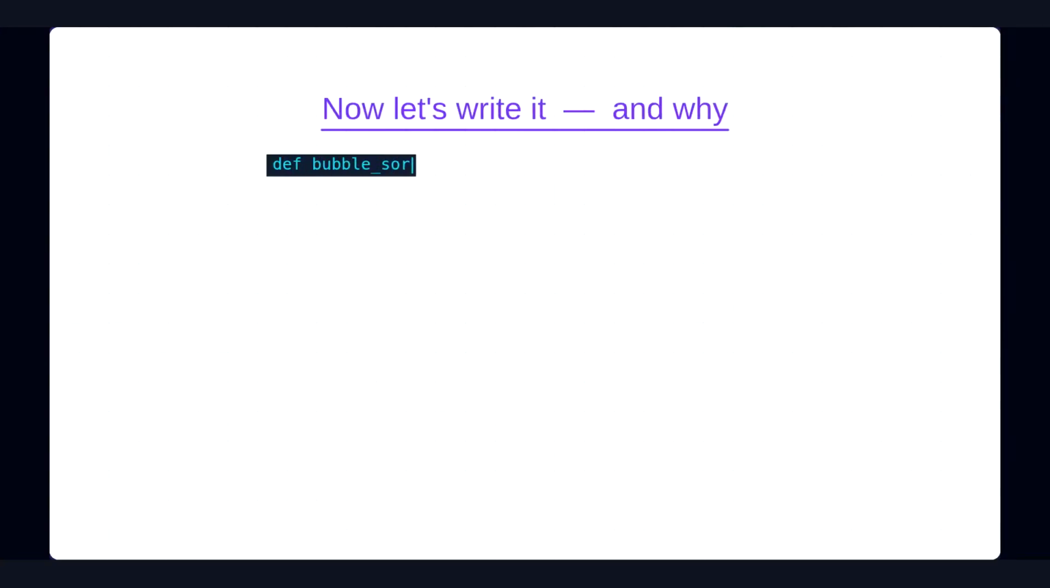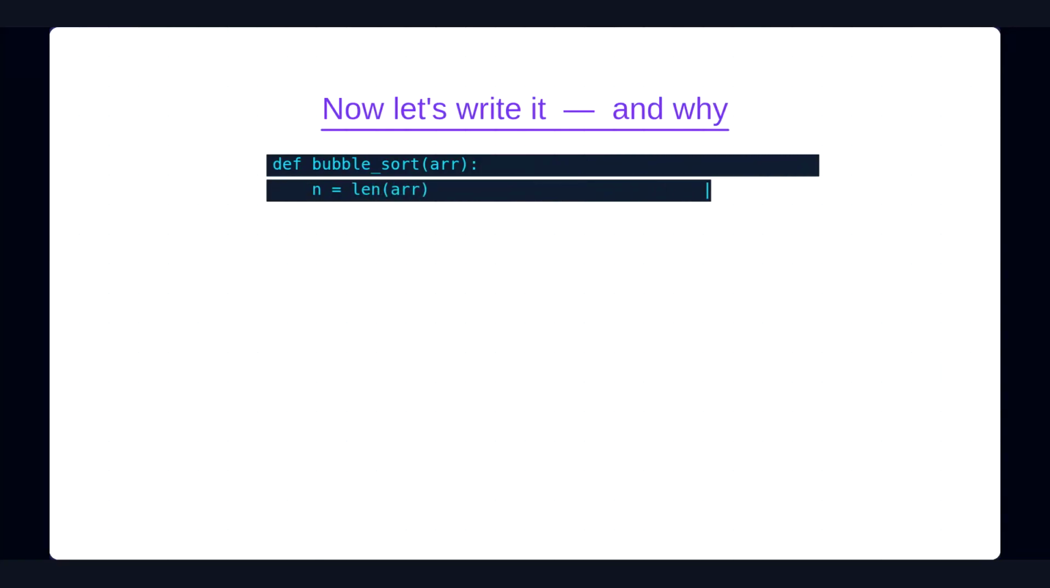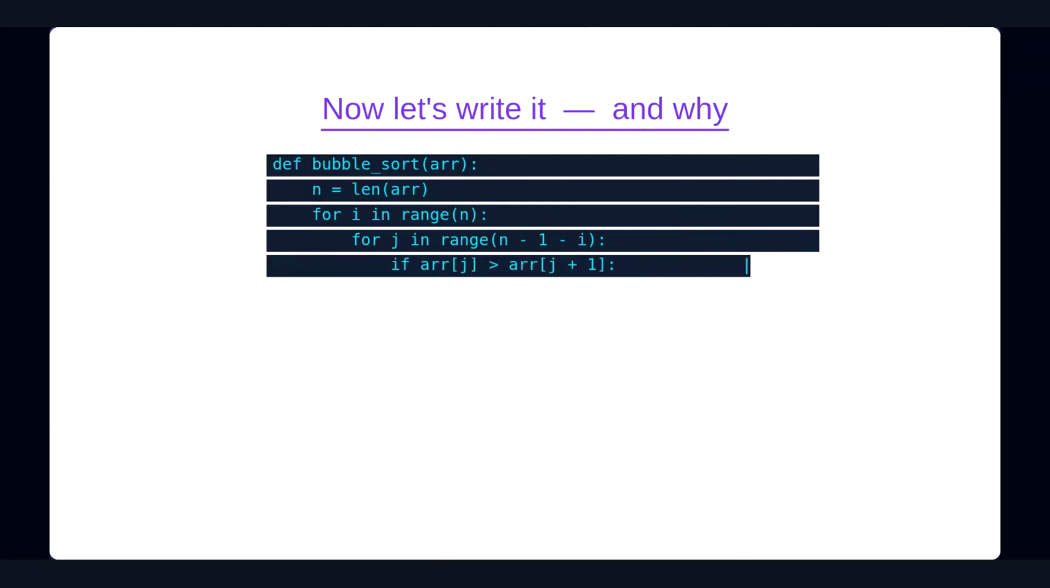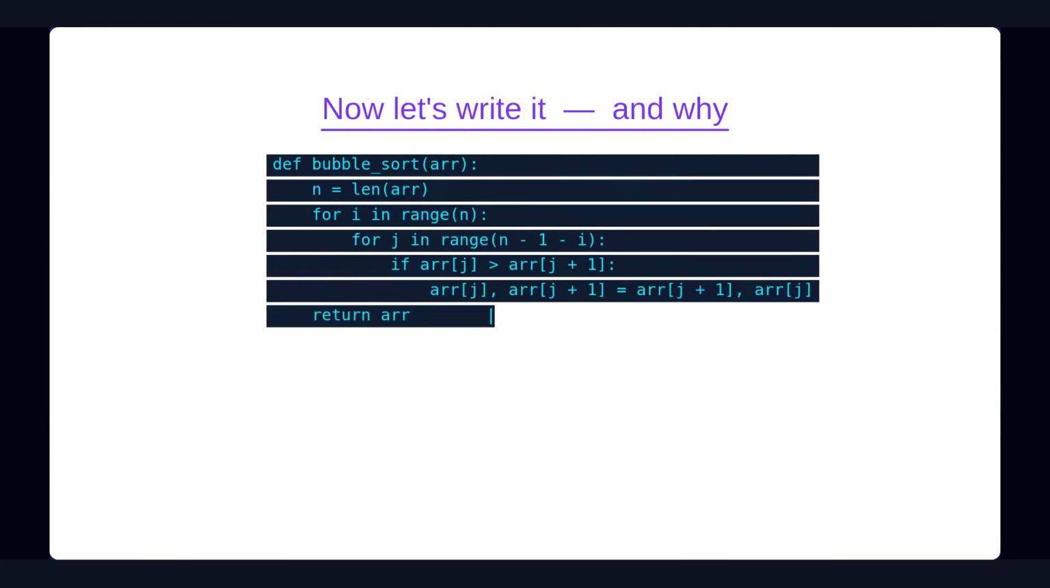We take the length of the list. The outer loop counts the passes. The inner loop walks over the pairs that are not settled yet, and each time the left value is bigger than its right neighbor, we swap them. Notice the inner loop shrinks by index i each pass, because the tail is already in place. When every pass is done, the list is sorted and we return it.